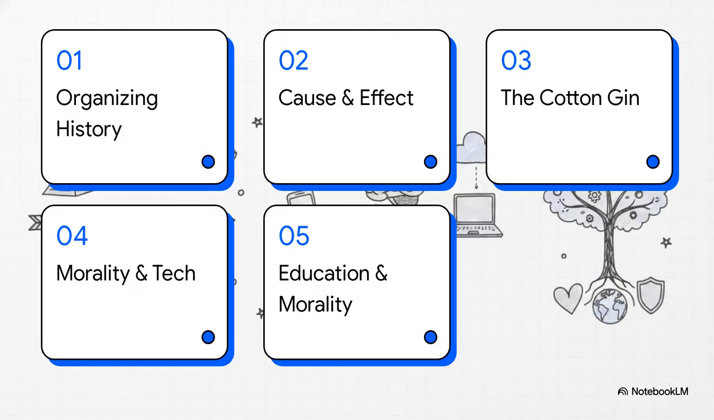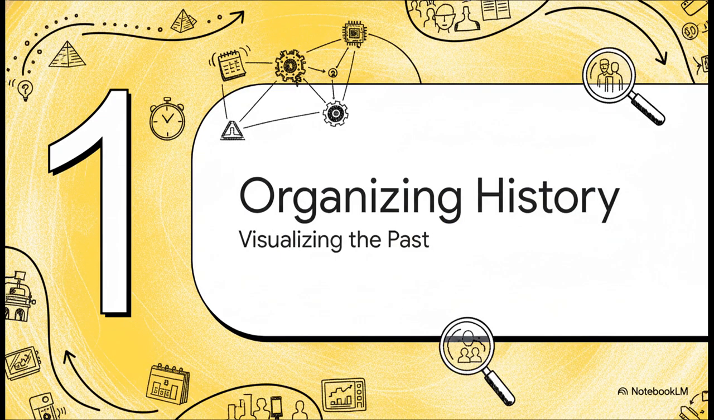So here's our roadmap for today. 1. Organizing history with charts. 2. Cause, effect, and innovation. 3. Case study, the cotton gin. 4. Morality and technological gifts. And 5. Education fused with morality. Let's jump right in.